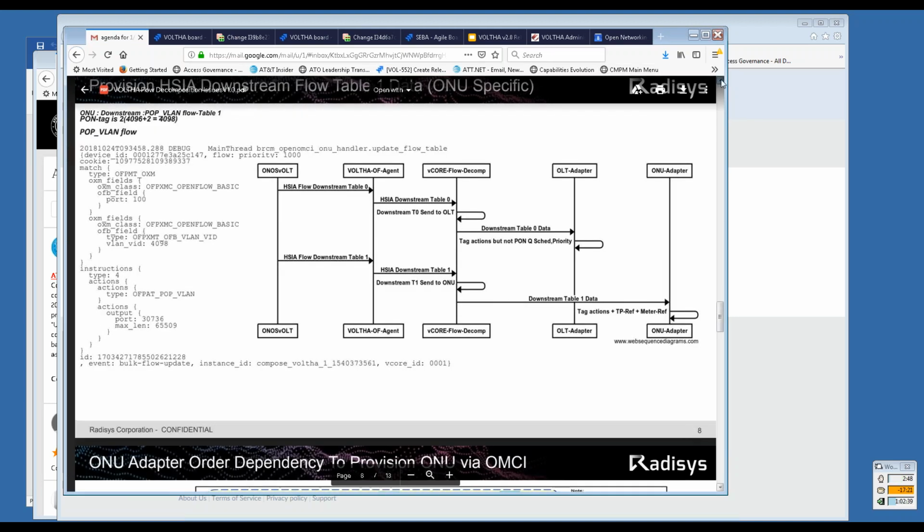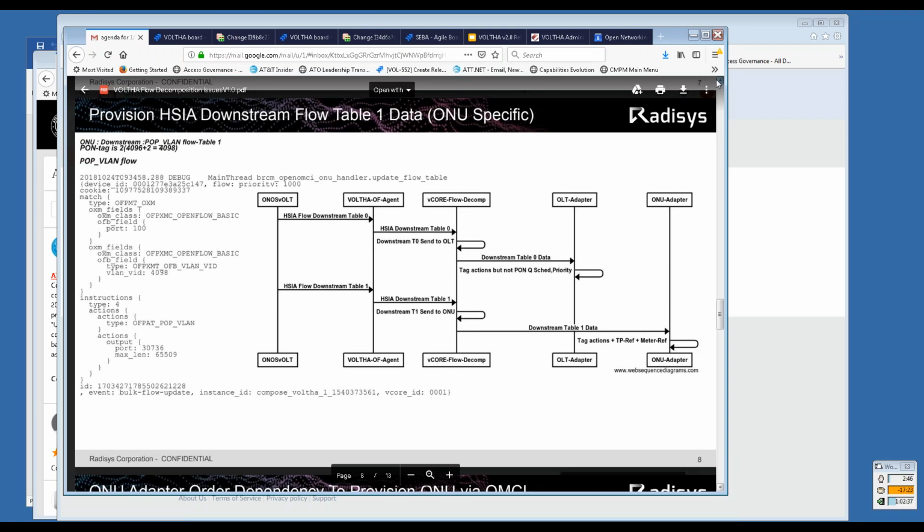And if we go to the next picture, this is downstream table 1. This table 1 now goes to the ONU adapter, and the ONU adapter then gets the tech profile reference. Okay, can we go to the next one?